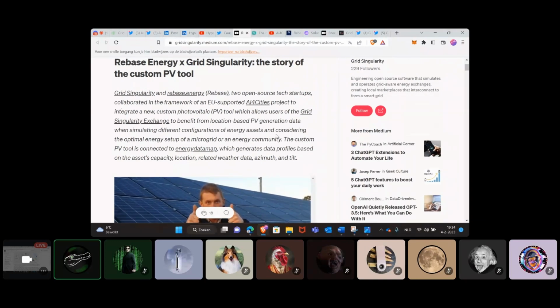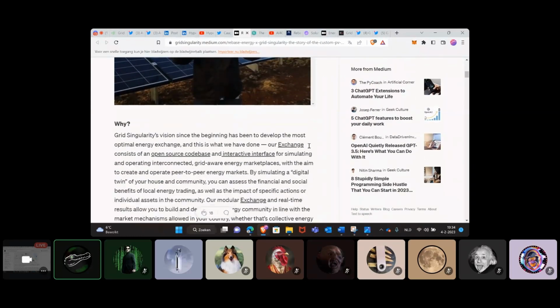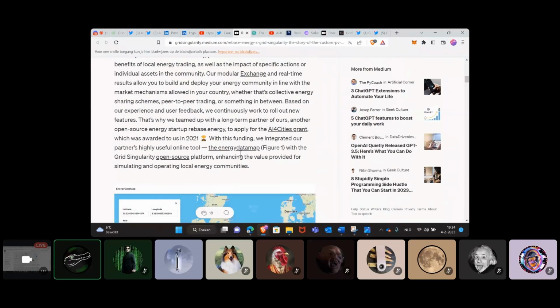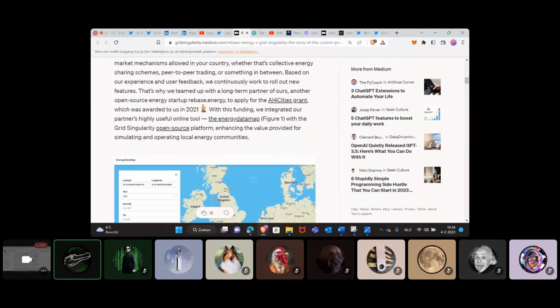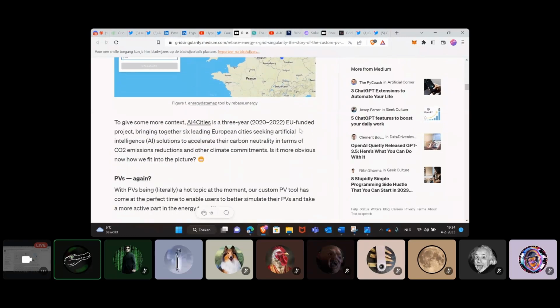So this is a full description. This is quite long, but they were awarded a grant by Cities, and they integrated this online tool with Grid Singularity's open source platform. It was a 3-year EU-funded project as well, and it was looking for artificial intelligence solutions to accelerate carbon neutrality. So that is really cool.